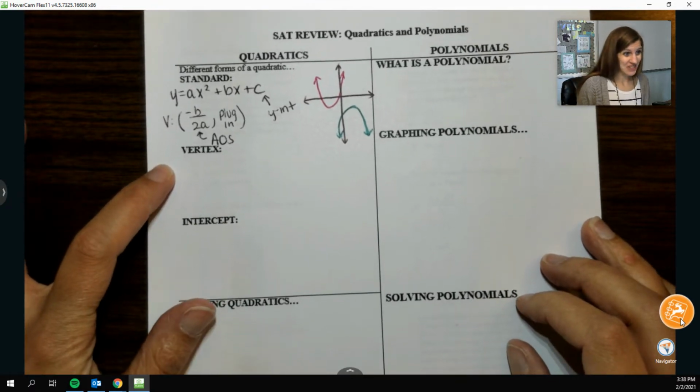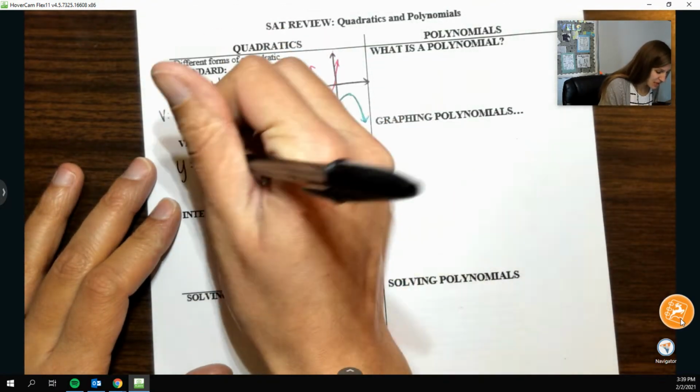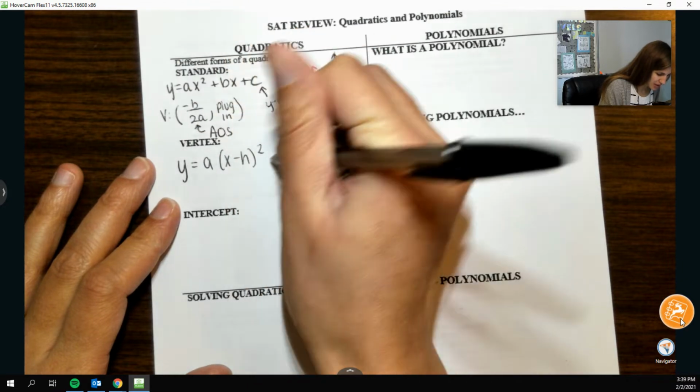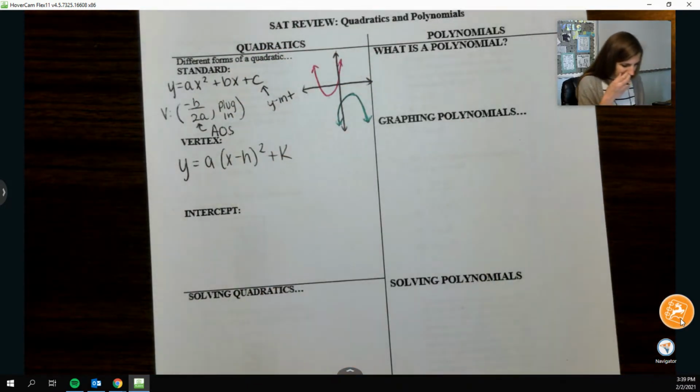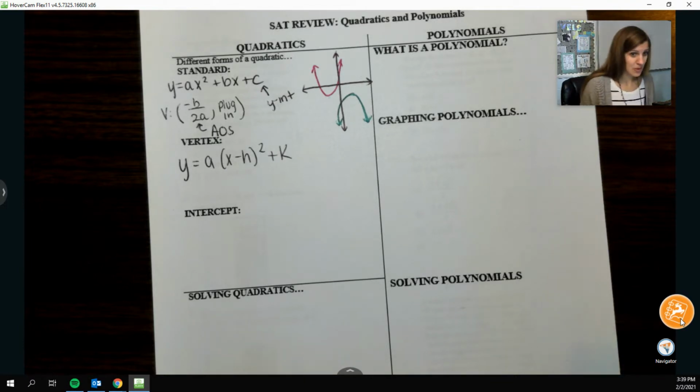Another form that you can write a quadratic in is vertex form. So vertex form looks like a(x minus h) squared plus k. And vertex form is really good. It's maybe my favorite. I don't know. If vertex and intercept were having a fight, I feel like I'd be happy if either one won. They both are awesome.